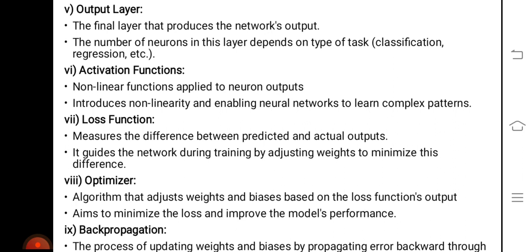Optimizer is an algorithm that adjusts the weights and biases based on the loss function's output. It aims to minimize the loss and improve the model performance. For that only we are using the optimizer. Backpropagation is the process of updating the weights and biases by propagating the error backward through the input layer.